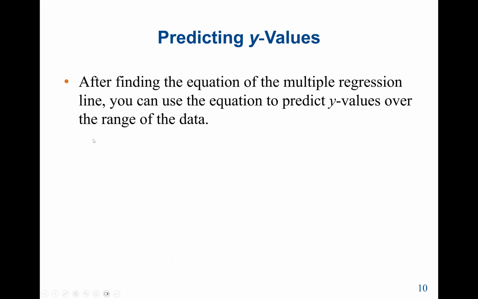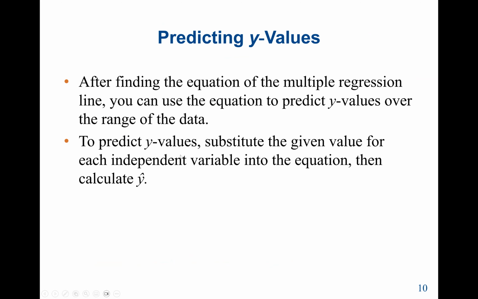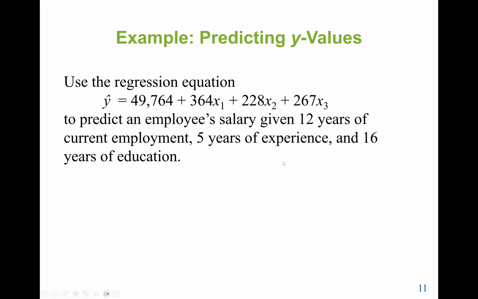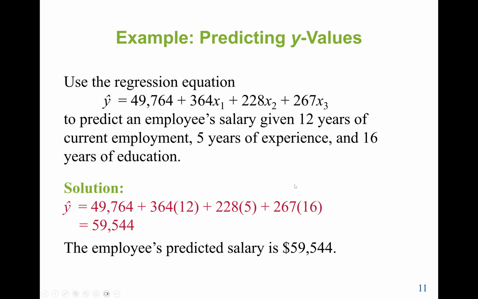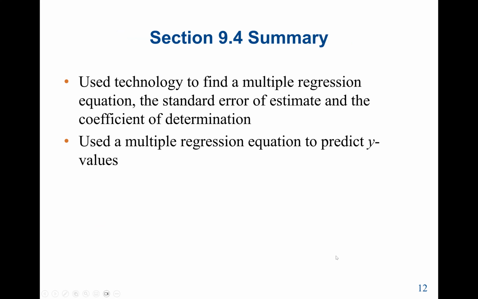Now, predicting a Y value: after we find the equation of the multiple regression line, we can use it to predict a Y value over the range of the data. This means we have to know the values of X1, X2, X3, then we can predict the Y value. In our example, the number of years is 12, the second is 5, and the third is 16. So the employee salary prediction will be 59,544. This summarizes the concept of using multiple regression with Minitab.